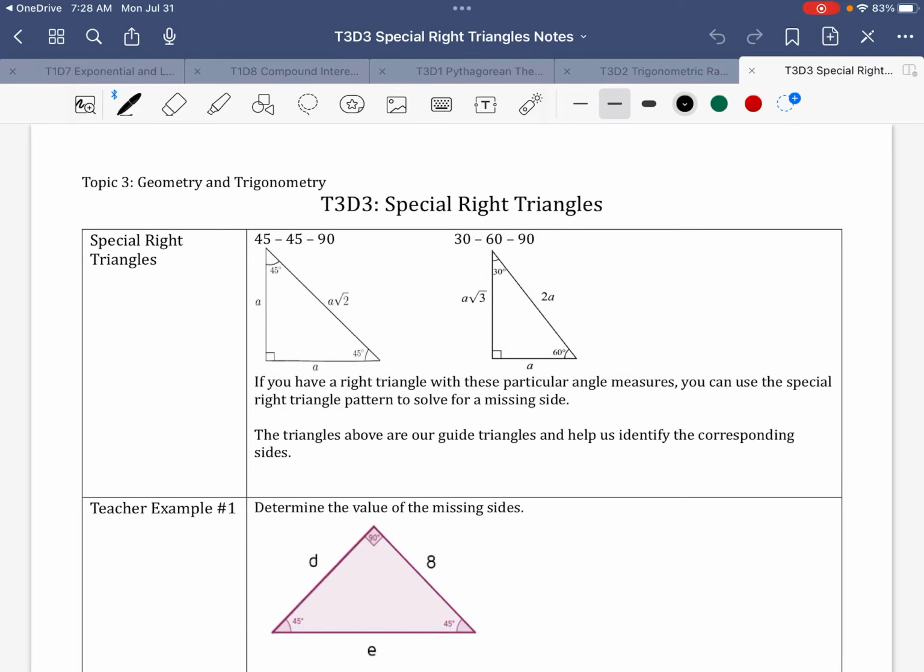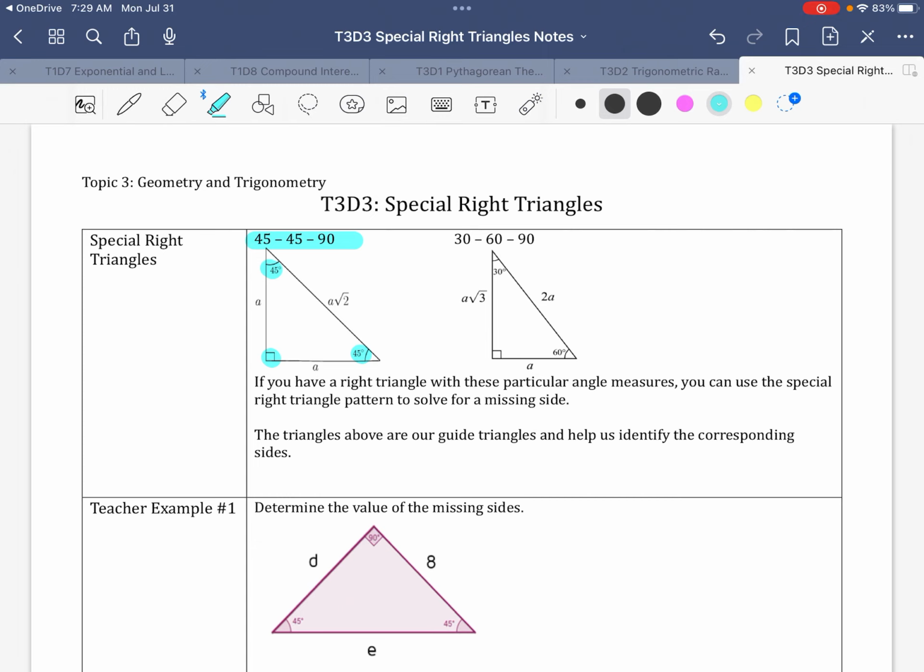Topic 3, Day 3, special right triangles. Now there are two types of special right triangles that we're going to learn the patterns for today. The first is our 45, 45, 90 degree triangle, and the second is our 30, 60, 90 degree triangle. In order to use these patterns, first you have to make sure that your triangle actually has these angle measurements, right? So 45, 45, and 90.